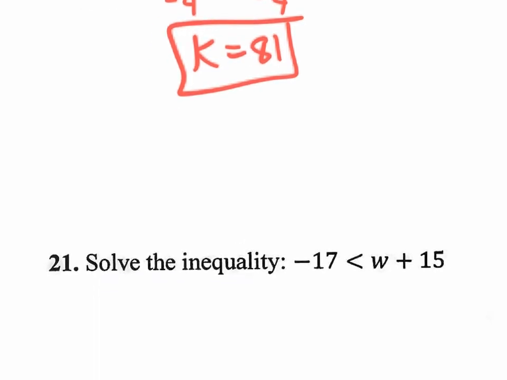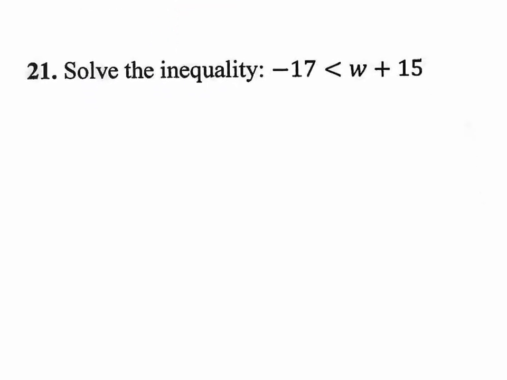Let's move on to number 21. Solve the inequality. Remember, solving an inequality is exactly the same as solving an equation. All you have to do is get the W by itself on one side. The only difference is that if you ever multiply or divide by a negative, you have to flip the inequality symbol. So we want to get W by itself. So I need to get rid of this plus 15. What do I do? Minus 15, okay? So I'll go minus 15 here. And what you do to one side, do to the other side.